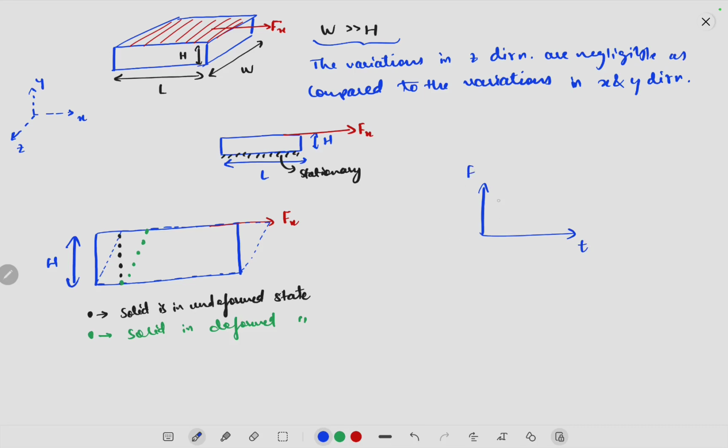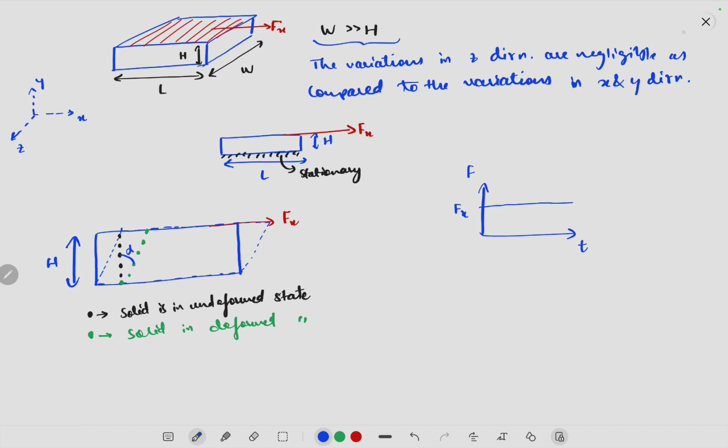Now in case of the solids, it has been seen that if you continuously apply this force Fx with time, then initially there is some deformation in the solid, and the internal stresses inside the solid resist the further deformation. So these points would not move with time, they will remain at this angle, and let's say this angle is alpha.